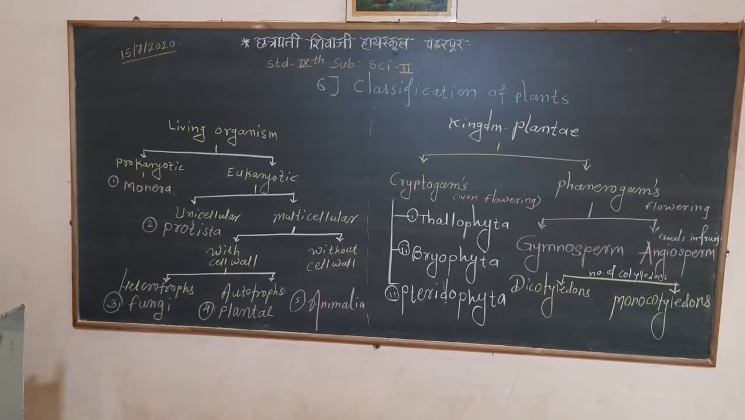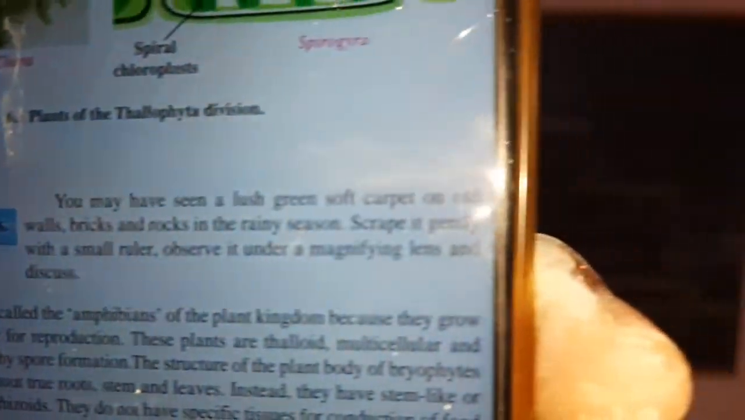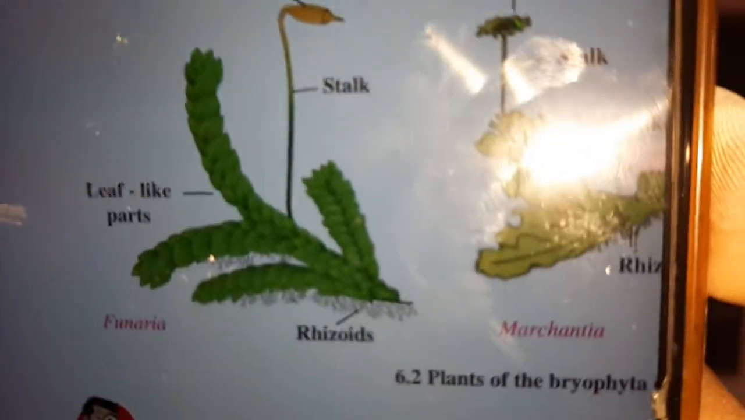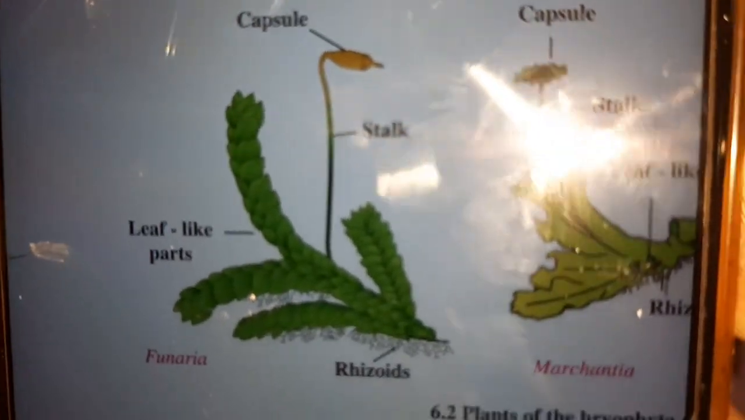For one activity, you may have seen a lush green soft carpet on old walls, especially in the rainy season. We can look at the green structure on the bricks, and with the help of a ruler we can gently scrape it and observe it under a magnifying lens. This group is called the mosses.